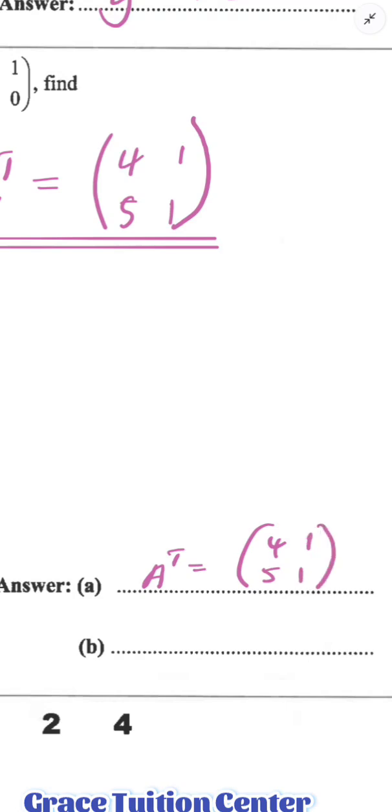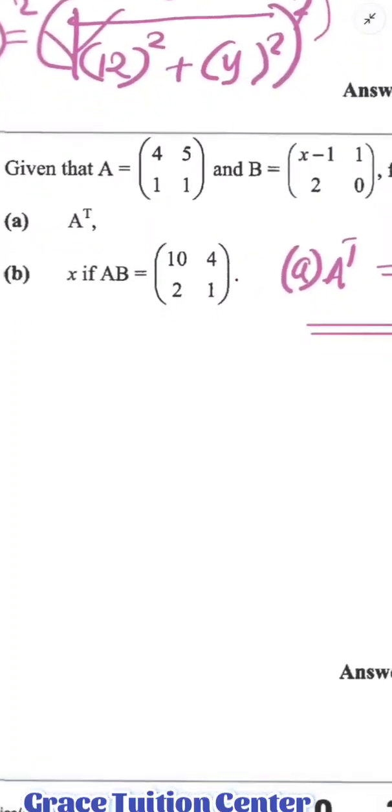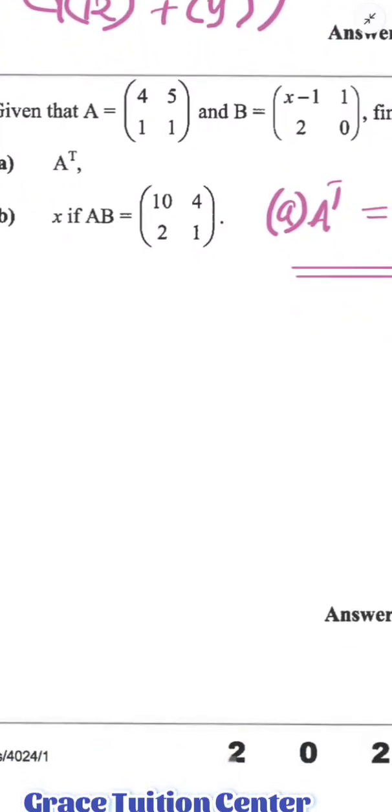Okay. The next question is saying, find x if AB equals this matrix here. So AB means that A times B. So A times B means multiply this matrix times that matrix. What we are doing here is we are going to multiply this and equate it to this matrix, because they're saying A times B is equal to this matrix here, 10 4 2 1. Let's go ahead and see what this is going to give us.